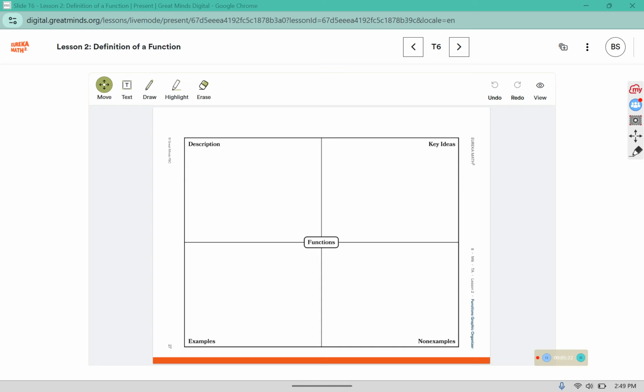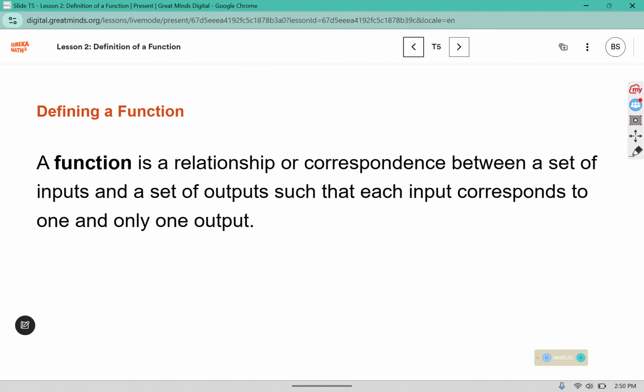On page 27 in your workbook, you have a graphic organizer. In the box labeled description, I would like you to write the definition. We're going to return to this page 27 in future lessons to add more detail to that graphic organizer.